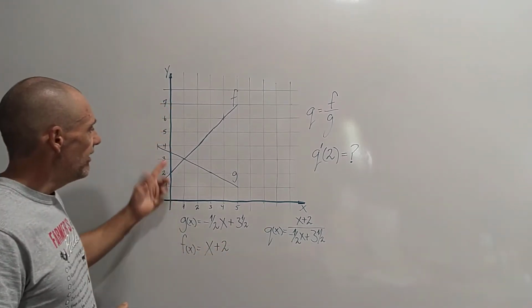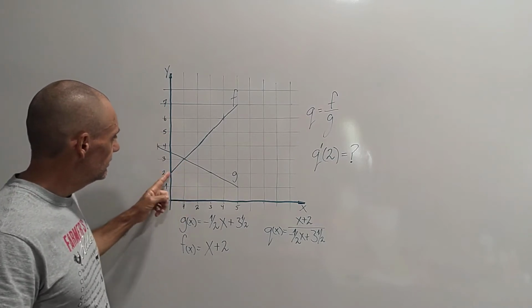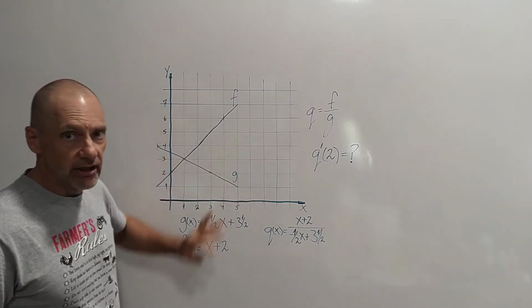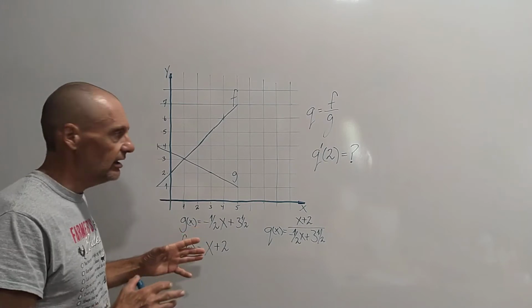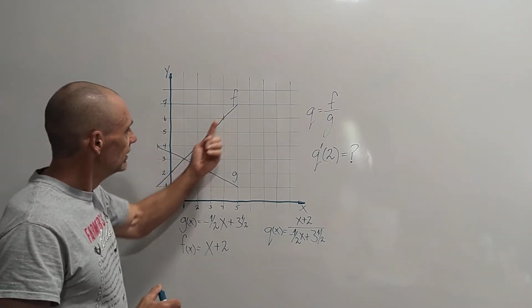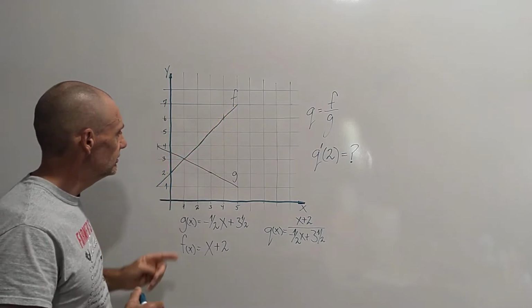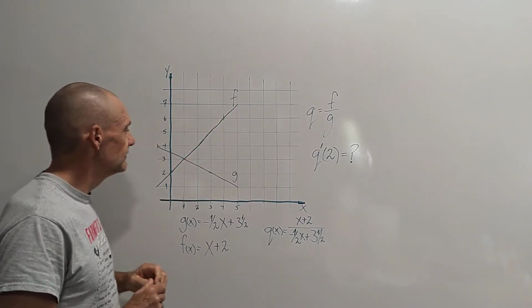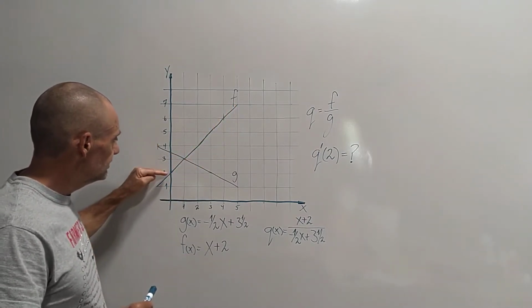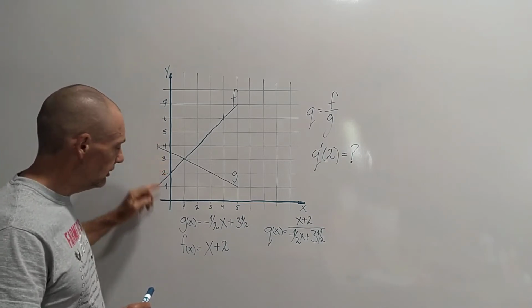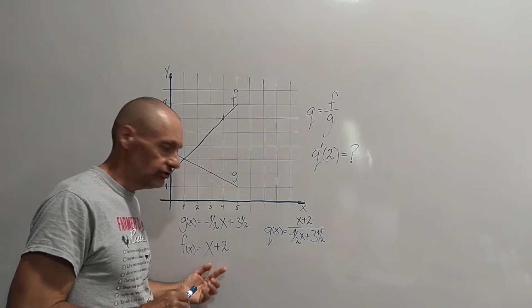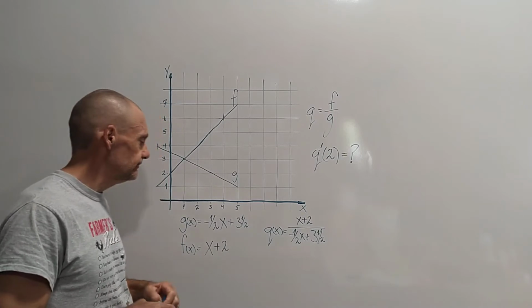So f, because it's linear, and the reason I put this grid up here is so that you could see the way they give you the function. You can tell that the slope of this function is 1, because it hits all the diagonals in the little squares. And of course it crosses the y-axis here at 2, so the equation for f is going to be x plus 2. 1x plus 2, where 1 is the slope.